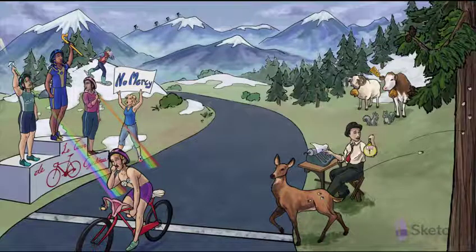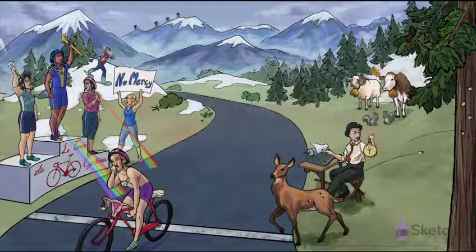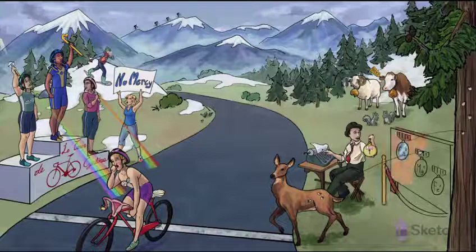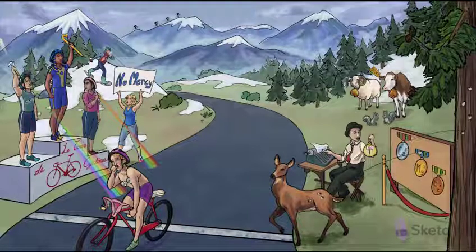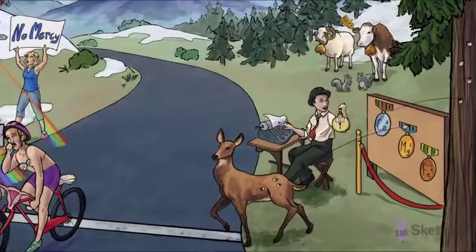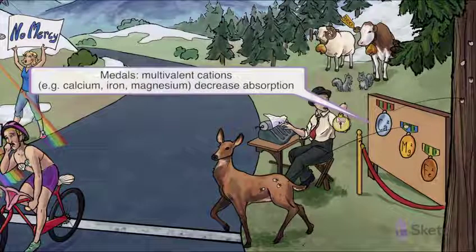stomach. Because tetracyclines chelate metals, absorption is decreased with the concomitant administration of multivalent cations, like calcium, iron, and magnesium. These cation metals will be represented by these medals waiting for our champions at the end of the tour. This isn't the final stage, so hands off. And remember, never give tetracyclines with milk, antacids, and ferrous sulfate.